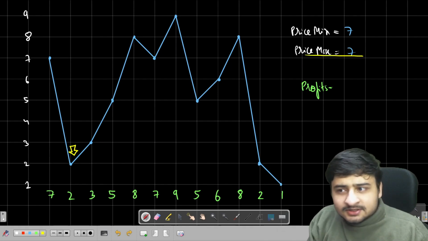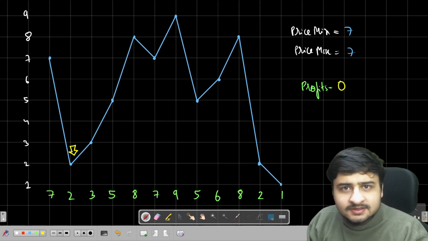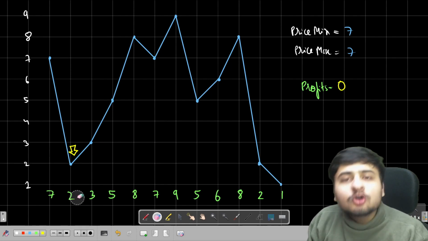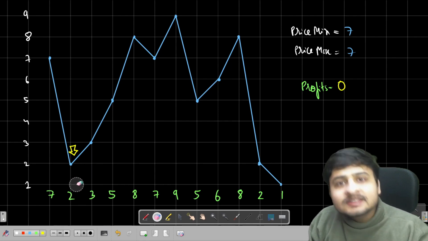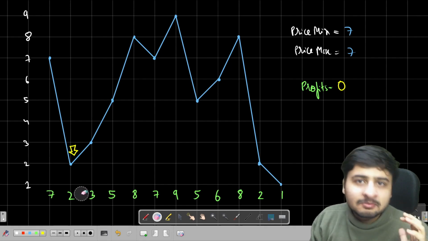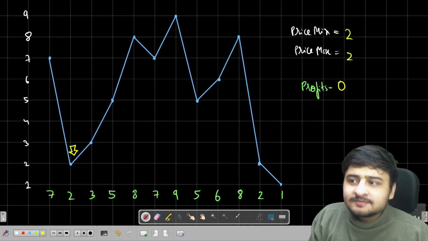I'll complete this transaction. How much profit did I make? 7 minus 7, 0. Transaction is completed. Now, since the transaction is completed, I will try to buy the stock on this day only, correct? Because the price of this stock is lesser than the previous day's maximum, correct? So these two things will get updated.